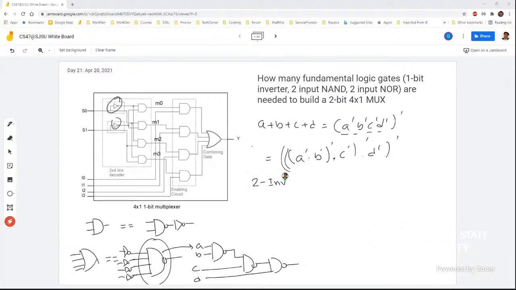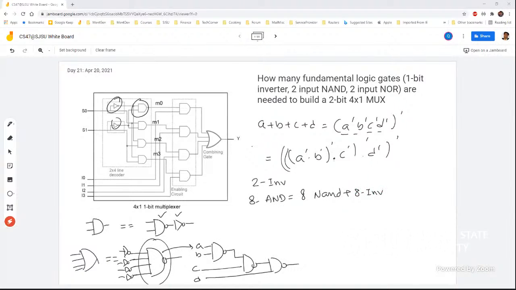And then each of these AND gates has one inverter and one NAND. So that means we have how many NAND gates? One, two, and we get 1, 2, 3, 4, 5, 6, 7, 8. So 8 AND gates equal to 8 NAND plus 8 inverter.